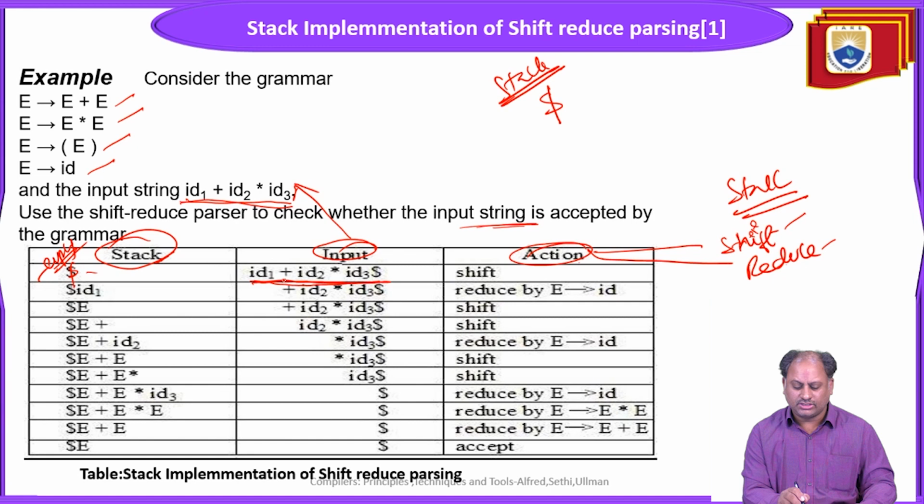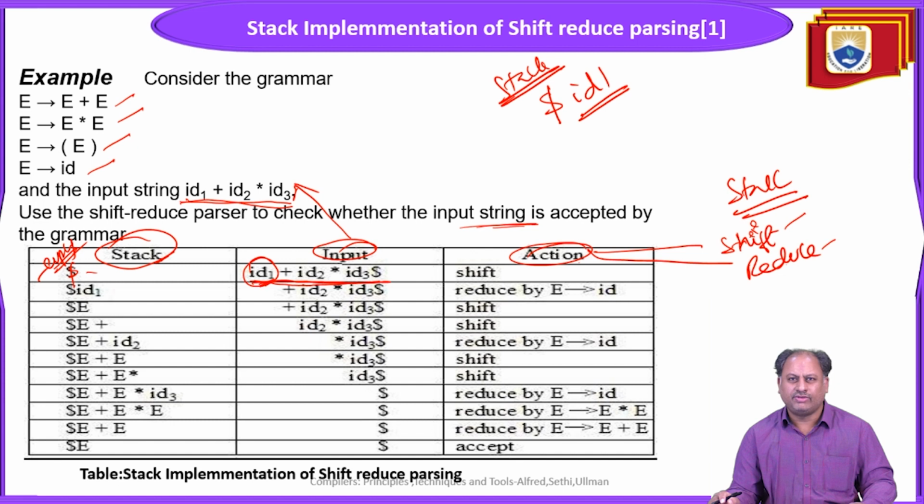What does shift mean? Inside the input string, the content available on the left-hand side is to be shifted. That is here only identifier 1. So you have to shift identifier 1. We applied shift because there are no entries in the stack to verify whether a match occurs or not. If any match occurs, we can apply either shift or reduce. But here there are no contents initially, and we kept identifier 1.